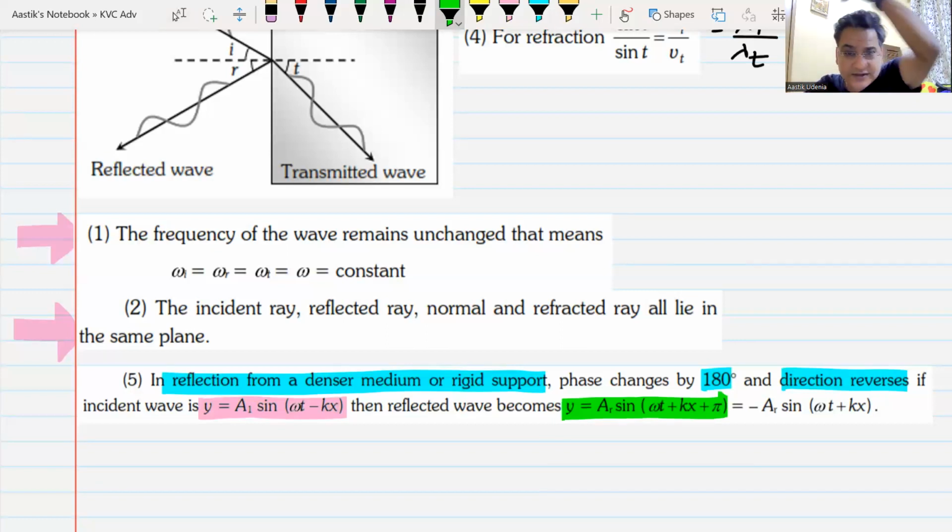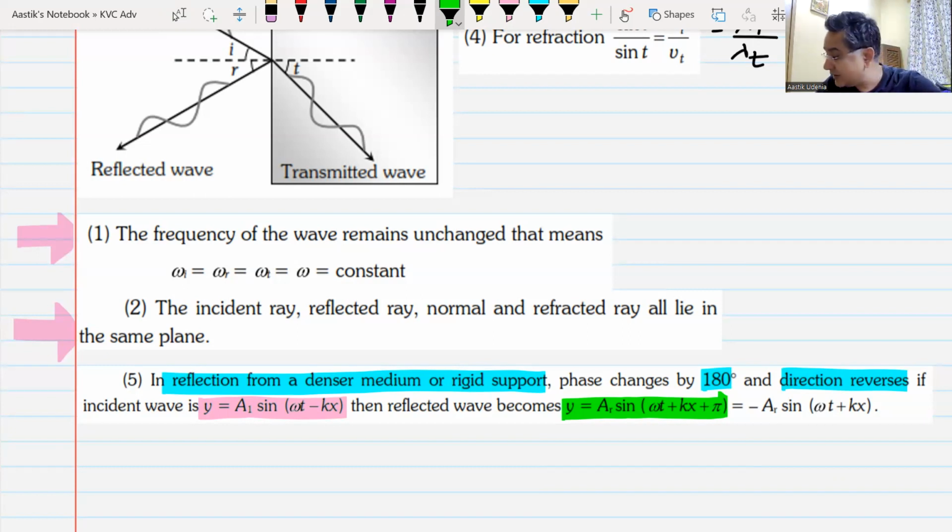But they have given the reflected wave as AR, where AR is the amplitude of the reflected wave. Here what has happened, the entire wave is not getting reflected back. Some wave is getting reflected back and some wave is getting refracted, and therefore the amplitude of the reflected wave and the amplitude of the refracted wave will not be same. Do we understand this? Yes, sir. Therefore, they have written AR and AT. AR means amplitude of the reflected wave and AT means amplitude of the transmitted wave. Do we understand this? Yes, sir.